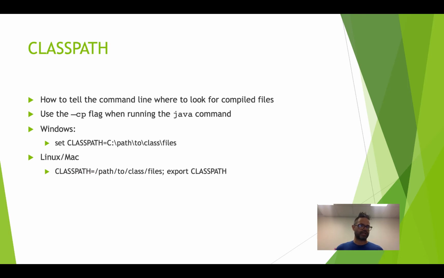Now, when we talk about classpath, this is what we use to tell the command line where to look for files. It's a variable that's stored inside the system, and there are different ways of configuring it. You use the -cp flag or modification when you're running code to actually make that happen. In Windows, you can set the classpath variable at the command line by typing set and then classpath and then c:\ and the path of the class files. Versus on a Linux or Mac box, you say classpath equals and then the path to the class file, using the regular path structure, then a semicolon, export classpath, which will dump it directly to it.